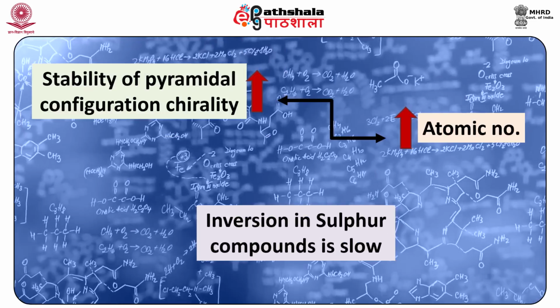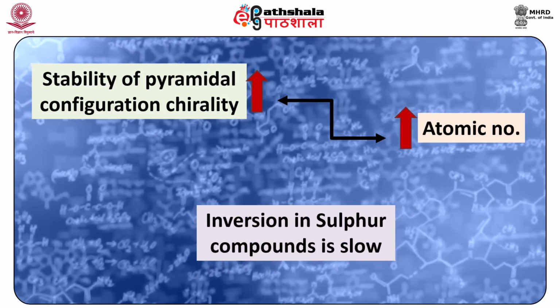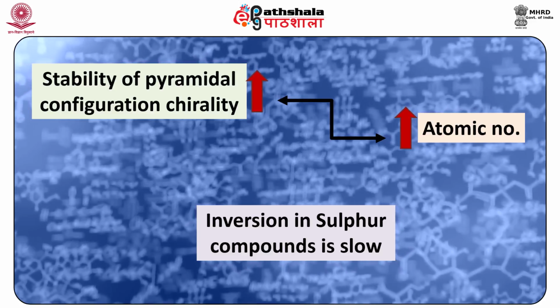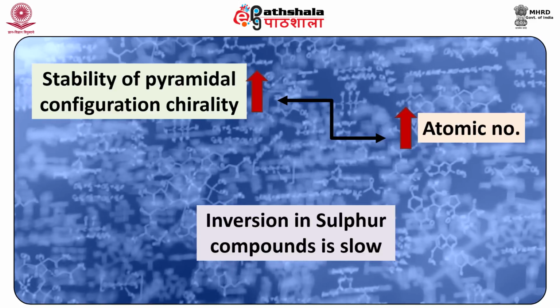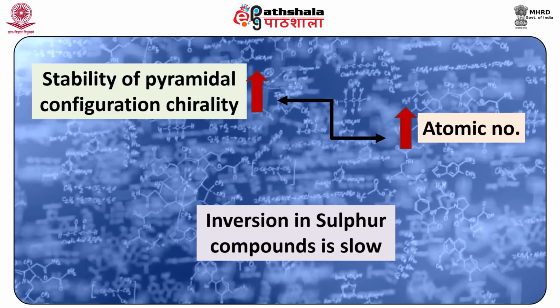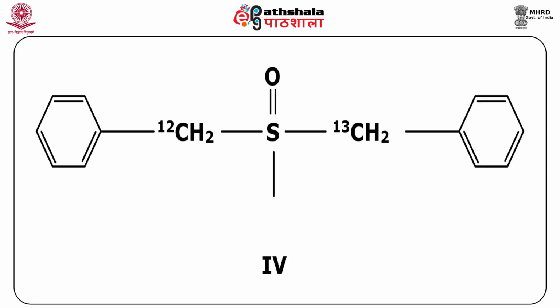So, there is a stability of pyramidal configuration. We can say stability increases with increase in atomic number. Therefore, inversion in sulfur compounds is again quite slow, unlike nitrogen compounds. Further, you can look at this structure 4. It is illustrating the chirality due to 2 alkyl groups differing only in the isotopes of carbon, that is 12 carbon versus 13 carbon.